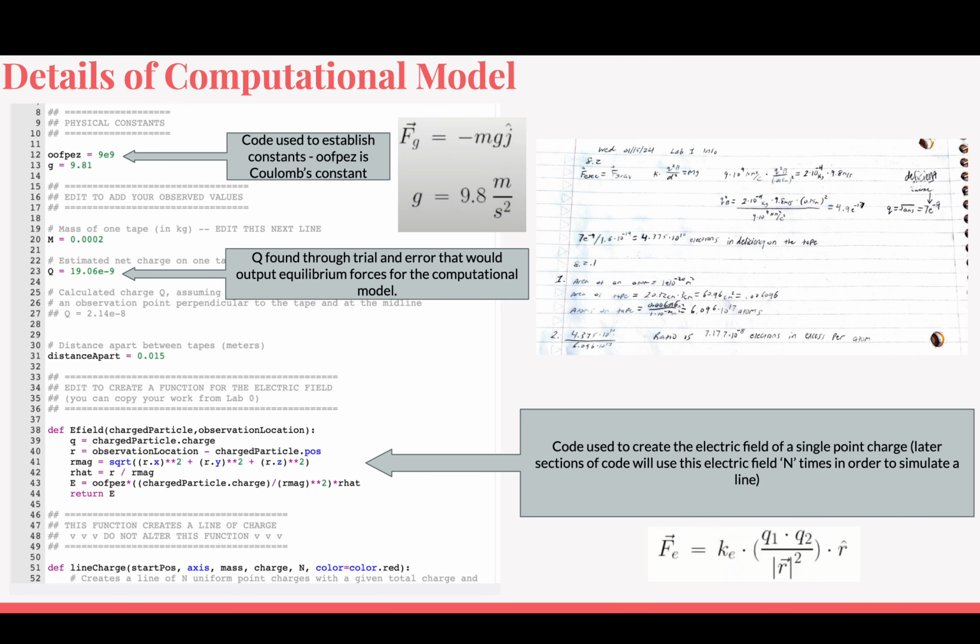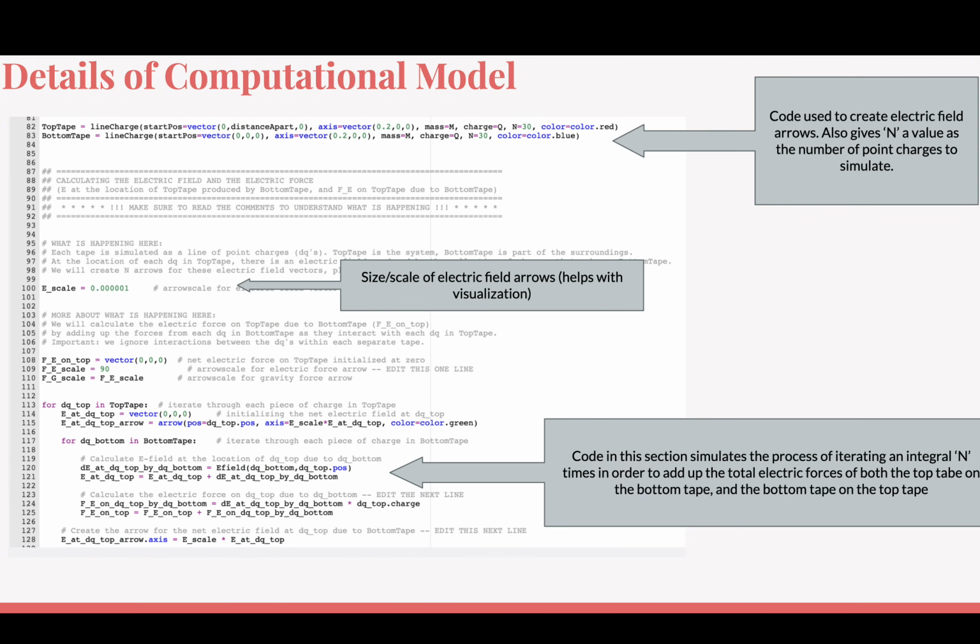The first couple of lines of code were used to establish the constants that would be utilized throughout the rest of the computational model. And the next section of the code was used to create the electric field of a single point charge. Later sections of code will use this electric field n number of times in order to simulate a line charge. Lines 82 and 83 of the code were used to create electric field arrows. This is also where I established the value of the number of point charges to simulate.